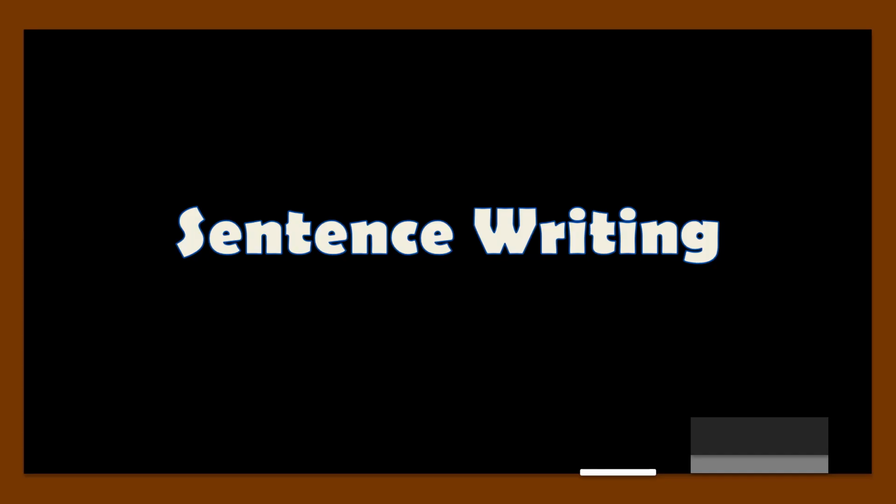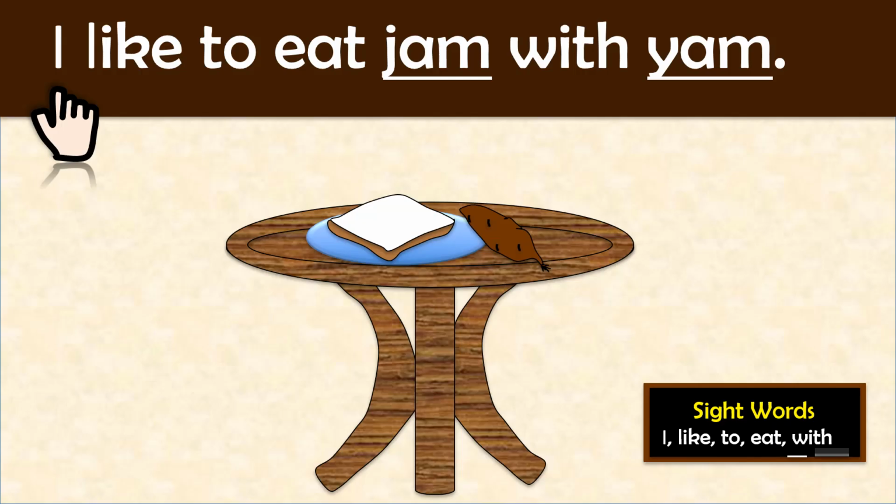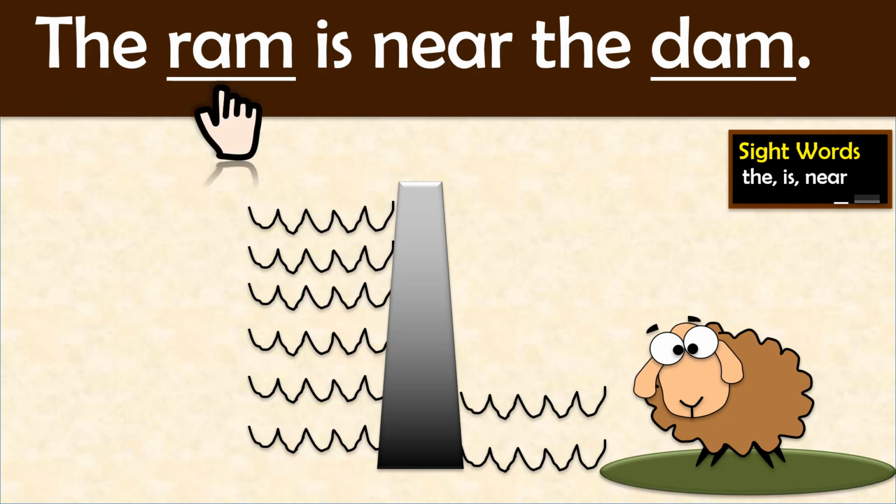Sentence writing. I like to eat jam with yam. The lamb is near the dam.